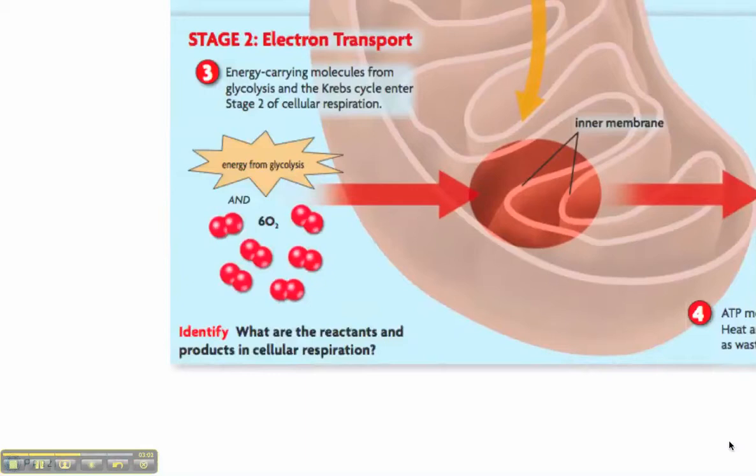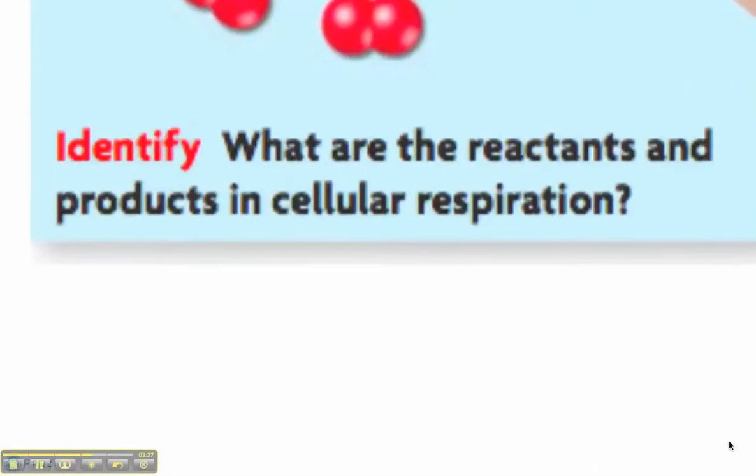to stage 2, which is the electron transport stage. Energy carrying molecules from glycolysis and the Krebs cycle enter stage 2 of cellular respiration. All right? So we have some energy from glycolysis still, and we also have oxygen, and we know that we have to have oxygen because aerobic means air, and you have to have air for aerobic, and air comes from oxygen.